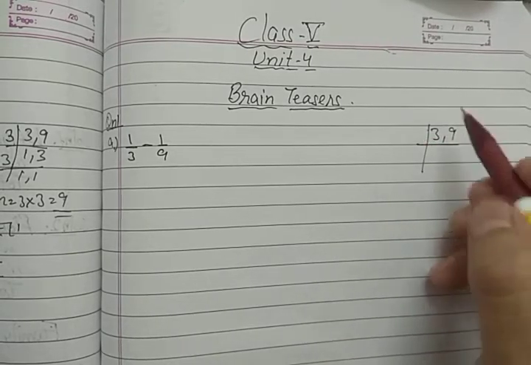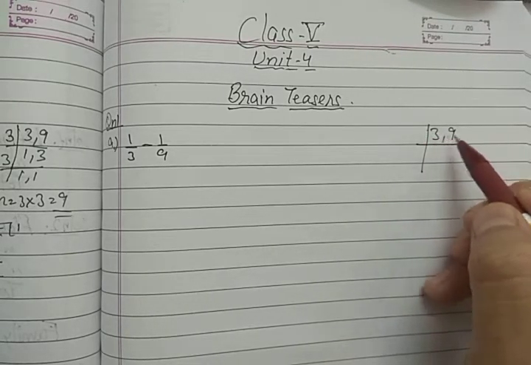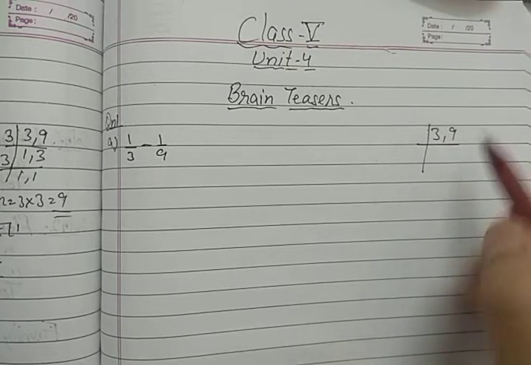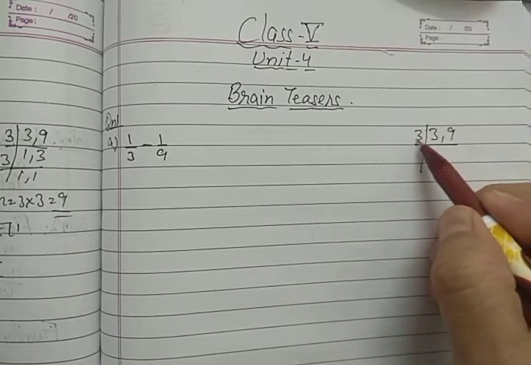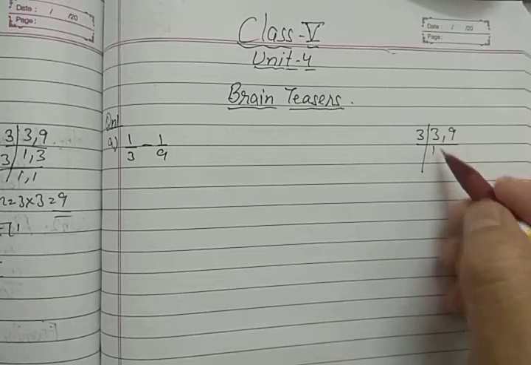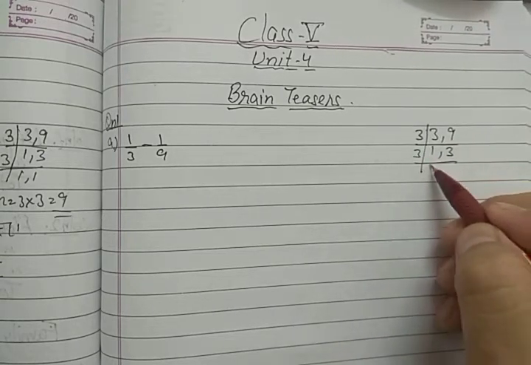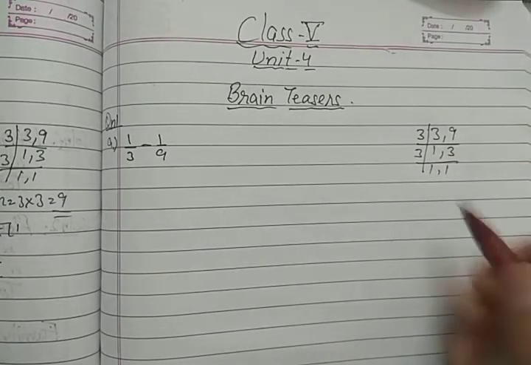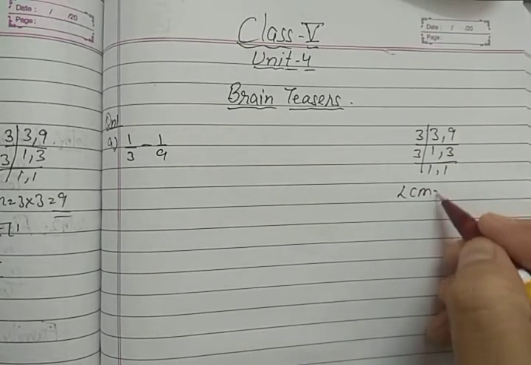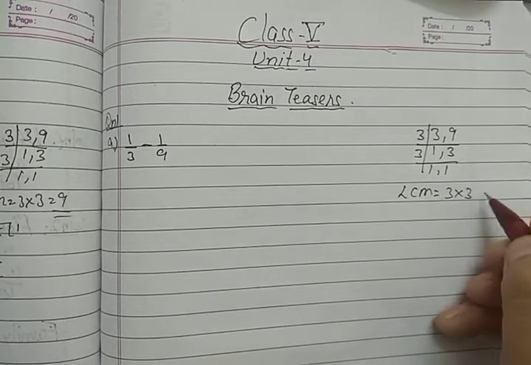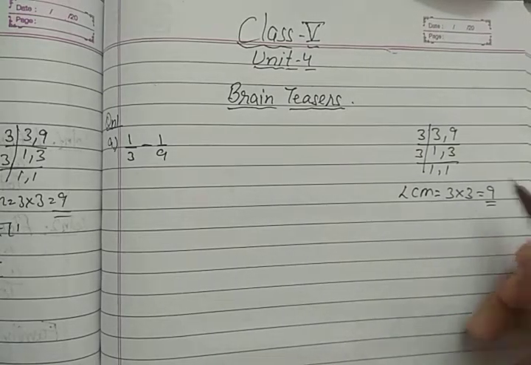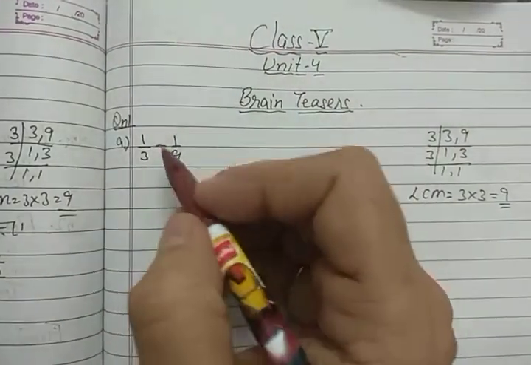How? First of all we have to divide by prime numbers only. So 3 is a prime number, so 3 comes in the table of 3 only. 3 ones are 3, 3 threes are 9. And then again 3 comes in the table of 3. So the LCM is 3 multiplied by 3, that is 9. Now we will solve it directly.